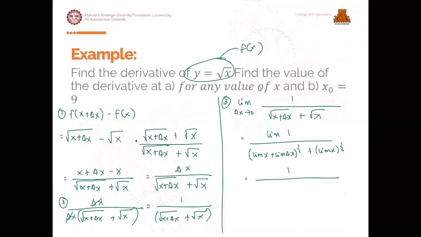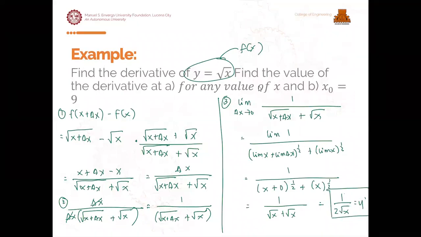Yung x natin will be constant, so x plus 0, 1/2 plus x 1/2. Okay? So magiging ito 1 over square root of x plus square root of x, or 1 over 2 square root of x. So this is yung ating derivative.